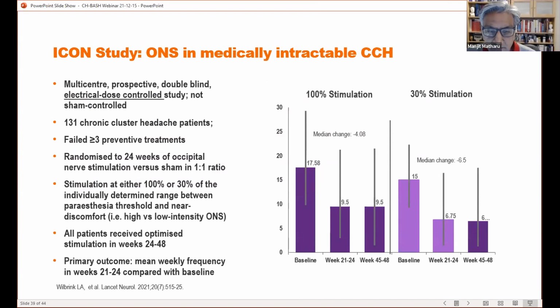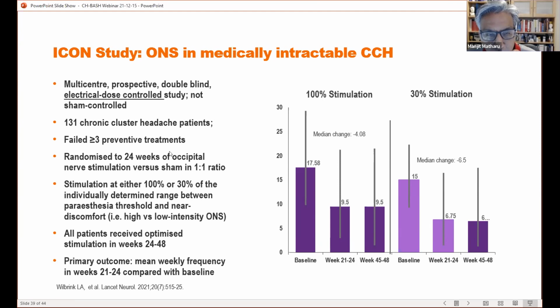The ICON study has been published recently. This was a Dutch study where they decided to do the study, but instead of actually having a true sham group, they did an electrical dose control study. They did 30% stimulation versus 100% stimulation. Their thinking was that the likelihood is that 30% stimulation won't work and the 100% stimulation will be very effective. Unfortunately, they were wrong in thinking that, because it turned out that the 30% stimulation itself was actually quite effective and as effective as the 100% stimulation.